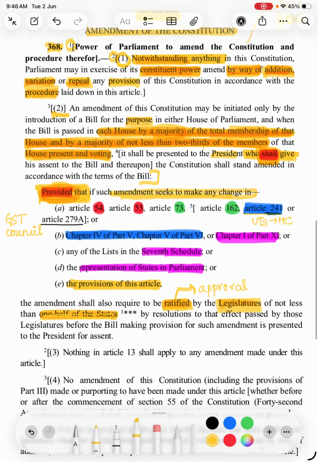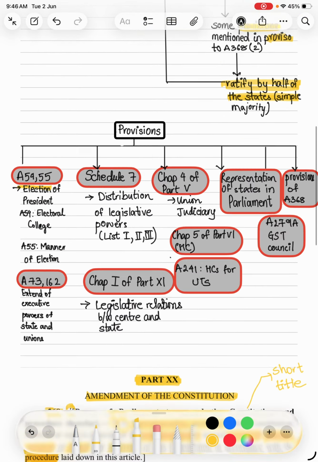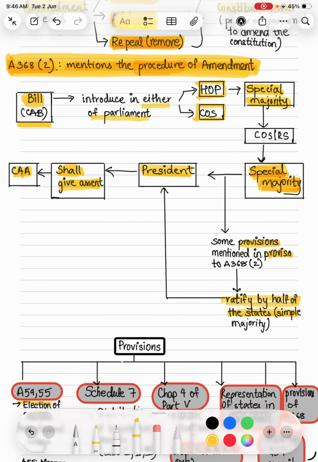Okay, so any changes regarding these articles that are mentioned in this, if at all you bring any changes, any amendment, any bill which you are doing any changes to these articles, then it has to be ratified by the legislatures of the states. That's half of the states. Like now the bill has been brought, it includes some provisions that are being mentioned in that proviso. Okay, so it will be passed by the same procedure being followed.